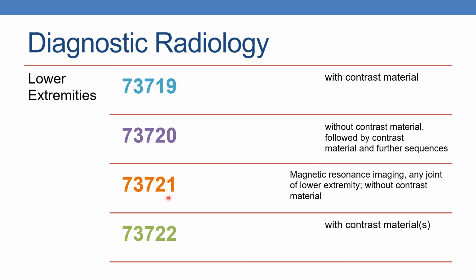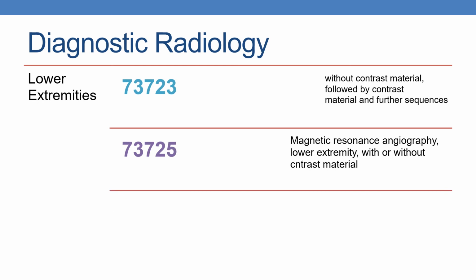The next is 73721, MRI any joint of lower extremity without contrast. 73722 is MRI any joint of lower extremity with contrast. 73723 is MRI lower extremity any joint without contrast material followed by contrast material and further sequences. The next is 73725, MR angiography of lower extremity with or without contrast.